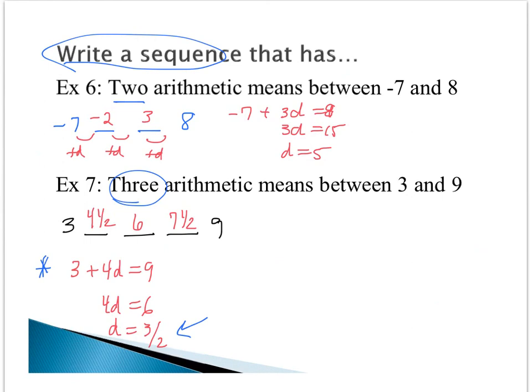To verify that this is the correct common difference, we can consecutively add 3 halves, starting at the 3, and then we end up finishing off with a 9. So our final answer would be the sequence 3, 4.5, 6, 7.5, and 9.